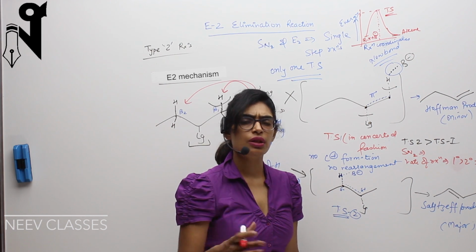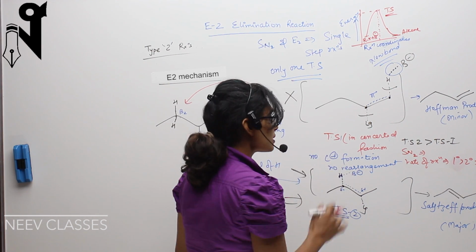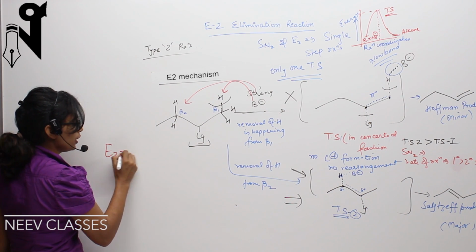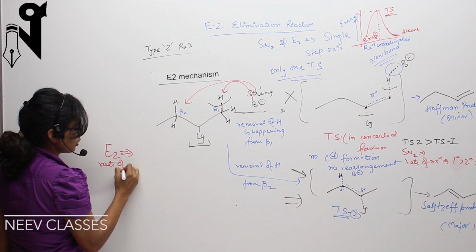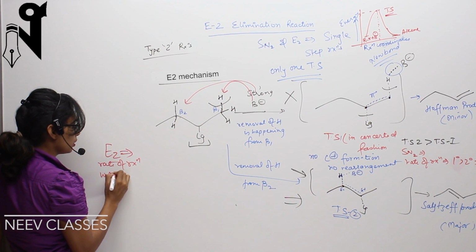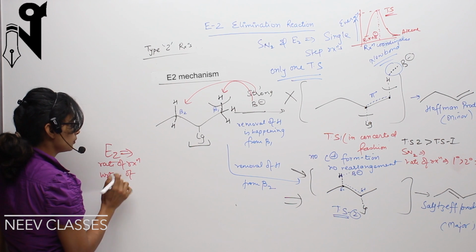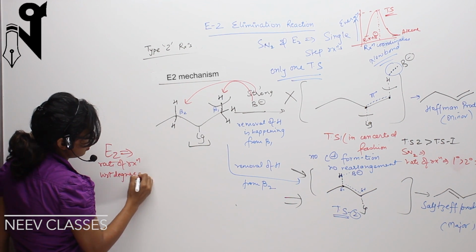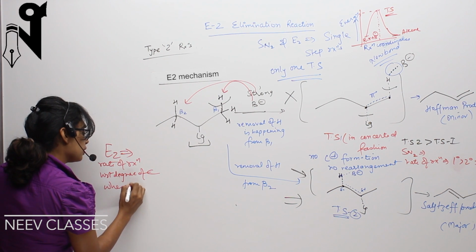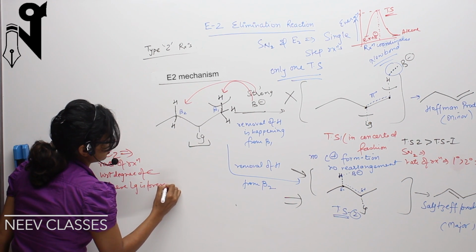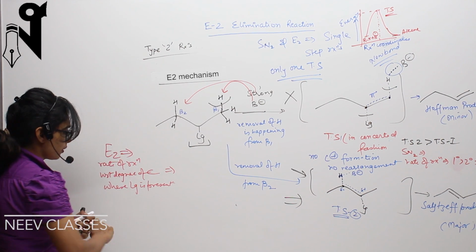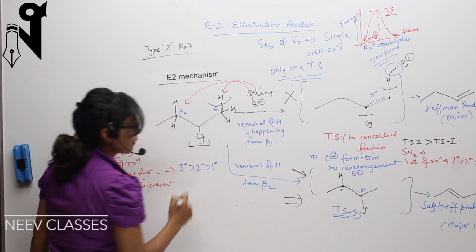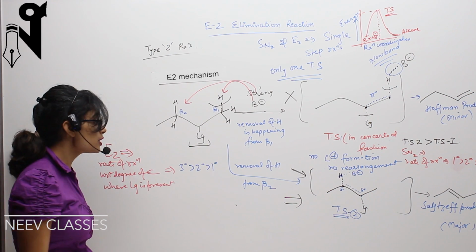Many times we also say that tertiary won't show Sn2 reaction at all, whereas in case of E2, I'm just writing it over here, in case of E2, the rate of reaction with respect to the degree of carbon where the leaving group is present is tertiary, secondary and primary. Yes, it is tertiary, secondary and primary.